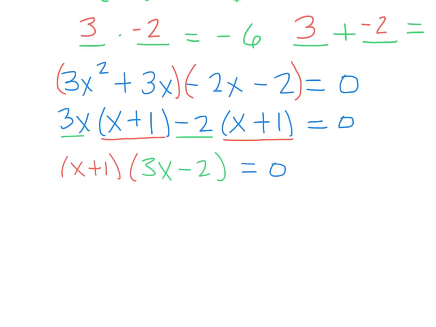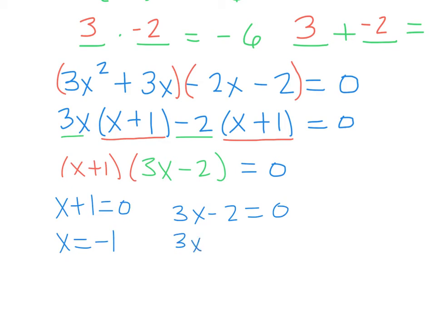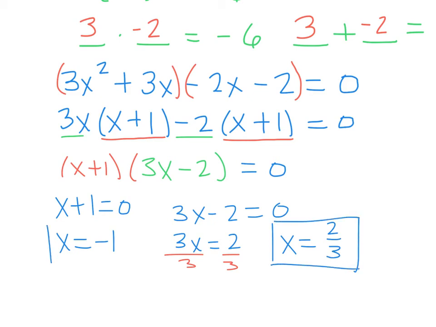Now we go on to step 3, which is where we take these factors and set them equal to 0. We have two simple linear equations that we can solve for x. We get x equals negative 1. And here we're first going to get 3x equals 2. We divide both sides by 3. And we end up with, oops, we don't want that 3. We want x equal to 2/3. So we've got two solutions, x equals negative 1, x equals 2/3.